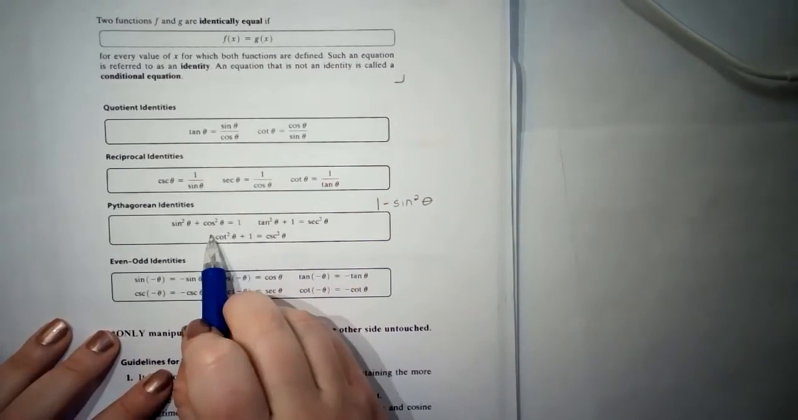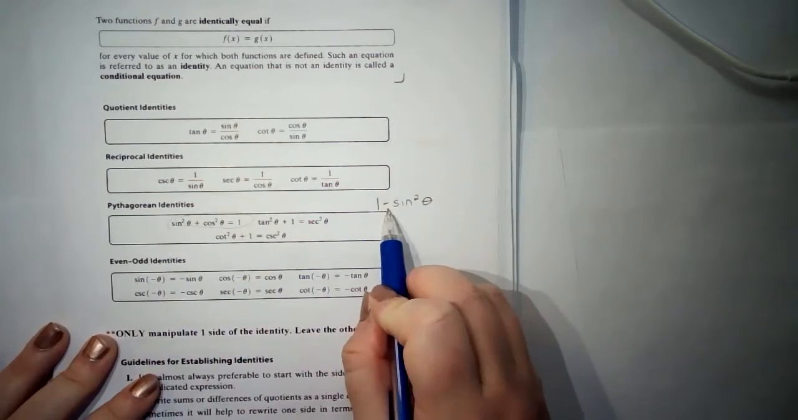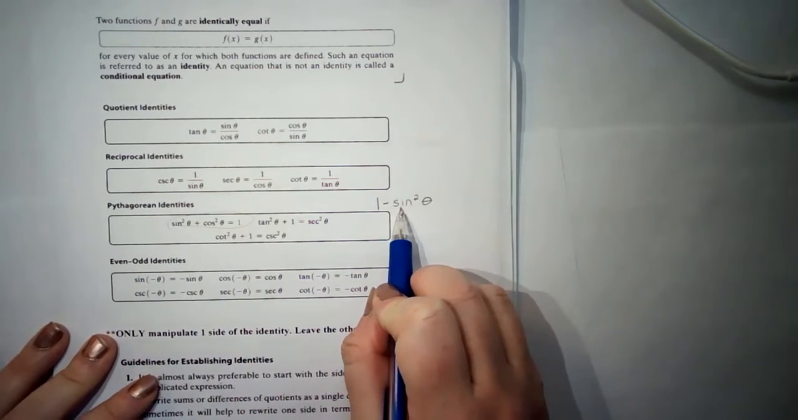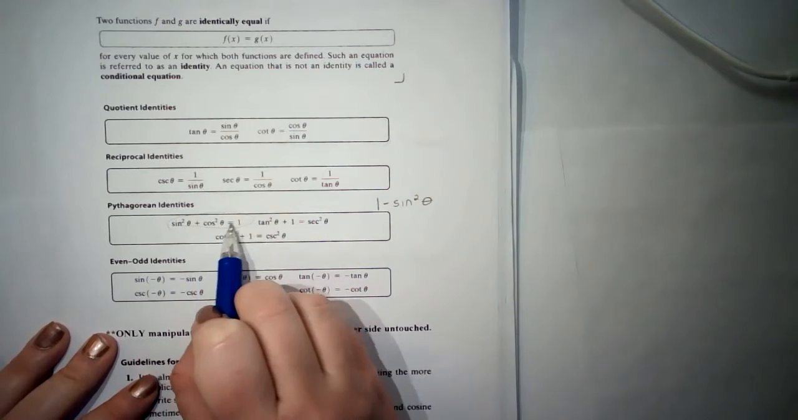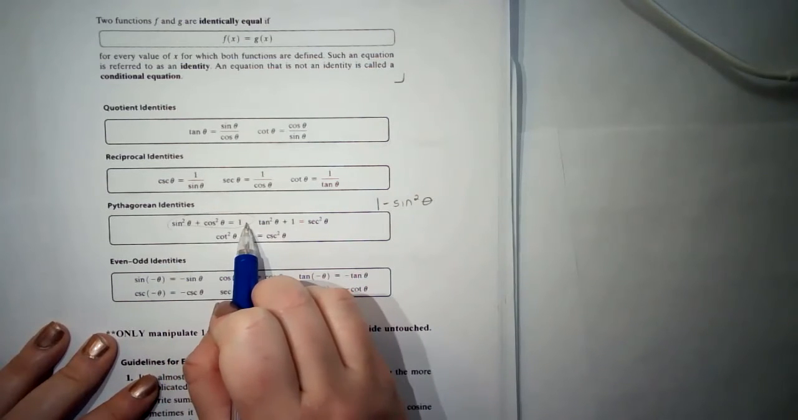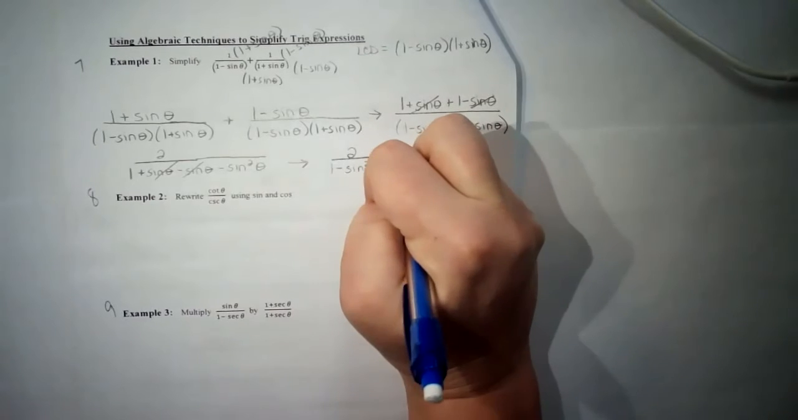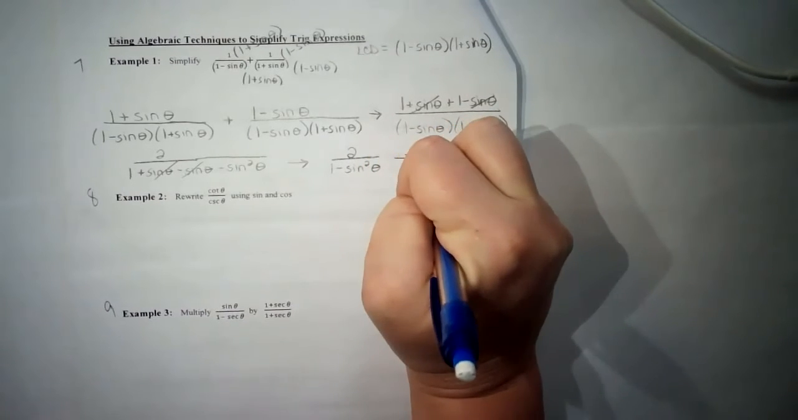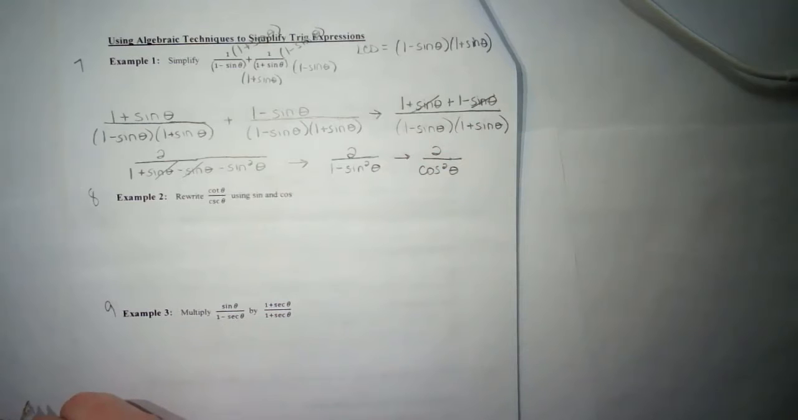So the only Pythagorean that contains a sine squared theta is this one. Could I replace this with a single squared term? Sure. If I subtract sine squared theta from each side, what am I left with? Cosine squared theta. Okay. So I could then say, okay, 2 over cosine squared theta.